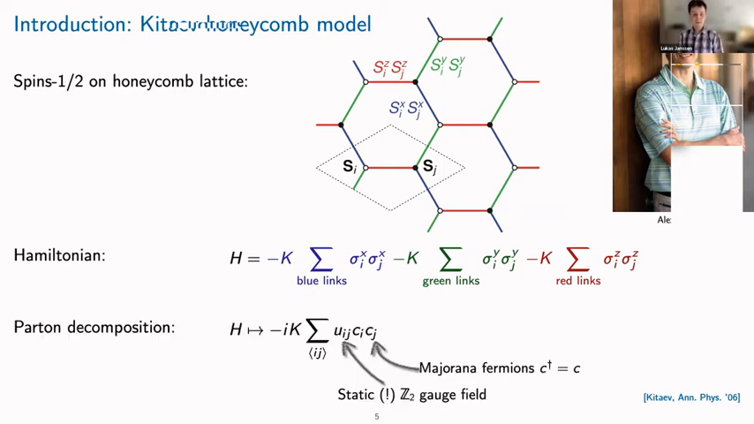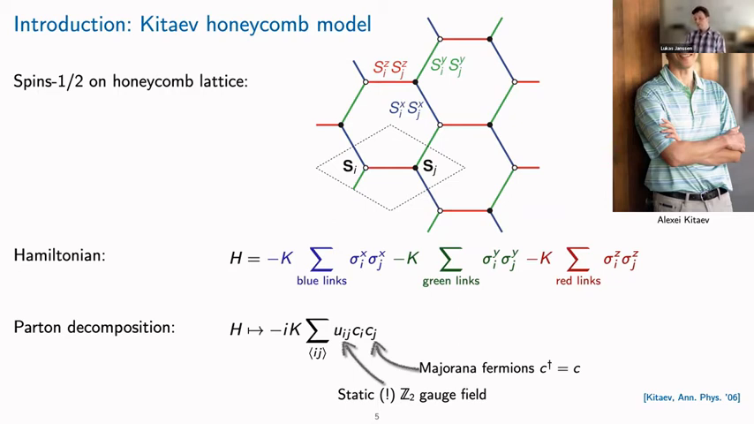Remarkably, this model can be solved exactly by using such a parton decomposition. With this decomposition, we can map the spin model exactly to a lattice gauge field theory. In this theory, instead of the spin operator sigma, we now have Majorana fermions, fermionic operators which are Hermitian, and they interact via these bond operators, u_ij. These are also Hermitian operators, in fact have eigenvalues plus or minus one, and live on the links of this lattice. So basically, these can be understood as a Z2 gauge field.